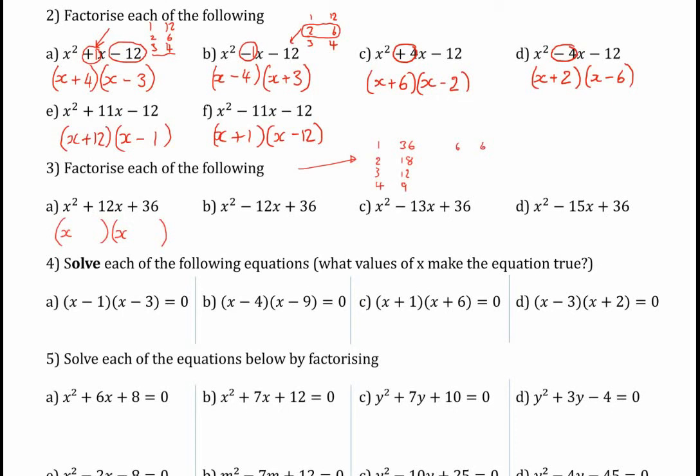On this first one, part A, they add together to make 12, so that's going to be plus 6 and plus 6, and you can also write that as x plus 6 in brackets all squared. Good shortcut. And the second one, they are going to add together to make negative 12, so this is going to be minus 6 and minus 6 in each bracket, and that would still give us a positive product, because two negatives multiplied together gives us a positive. We could also write that as x minus 6 all squared.